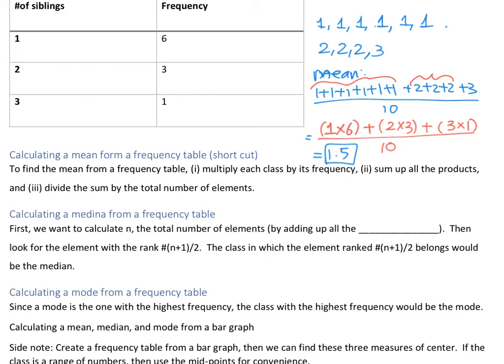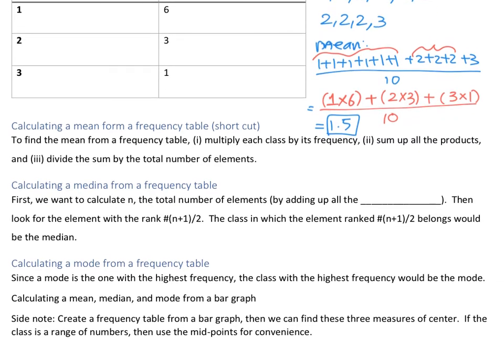So basically what it says is, multiply each class by its frequency. So 1 times 6, 2 times 3, and 3 times 1. Sum of all the products. So this is what I did. And then divide the sum by the total number of elements. So that gives you a shortcut. So I don't have to write all this out. I could immediately jump to the second step, so I can save some time.